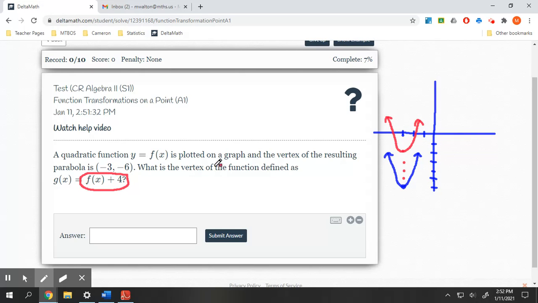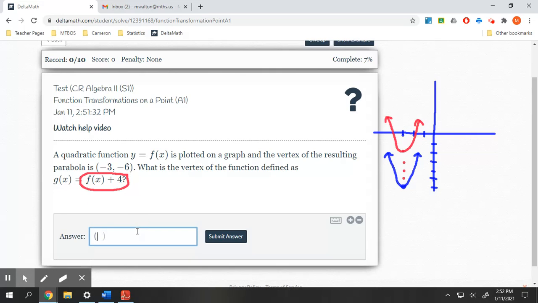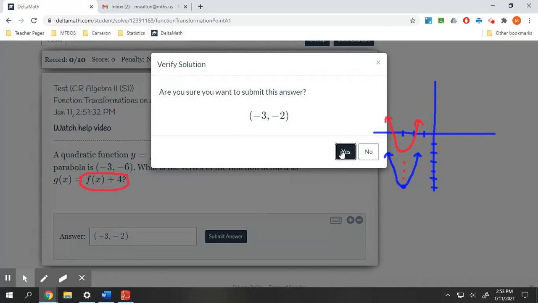So what is the vertex of the new function? Well, we can actually figure that out now. Our vertex is still at left 3, so we're still at -3 for my x value. But for the -6, we have moved this up by 4, so now this is only -2. We were at -6, we went up by 4, now we are at -2.